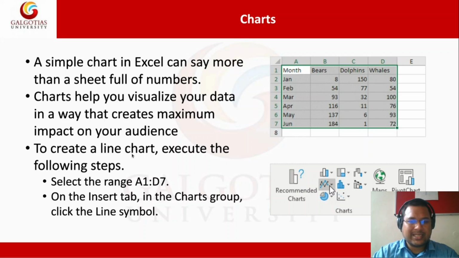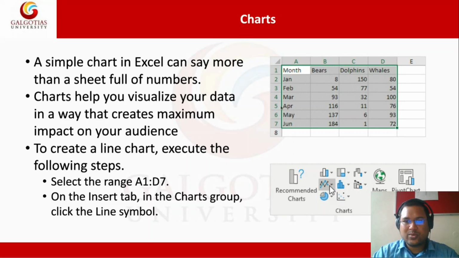So create a line chart. Now line chart is a basic type of chart. To create a line chart, execute the following steps. Select the range A1 to D7. That means now you are selecting this data, A1 to D7, so this data you are selecting.